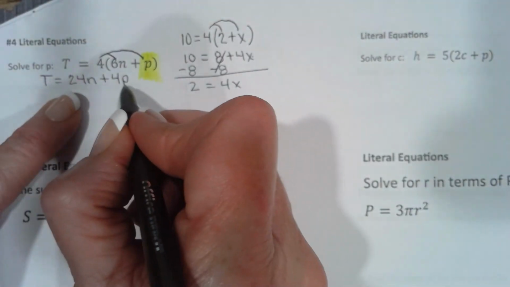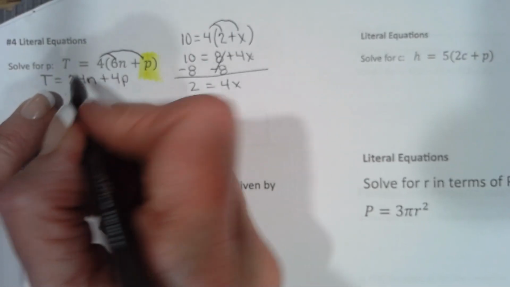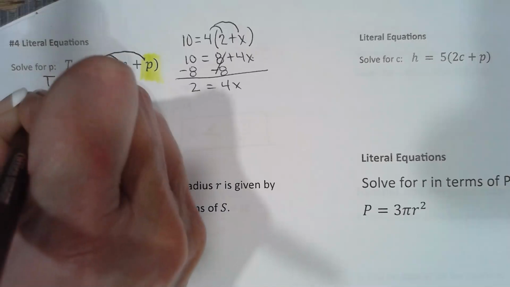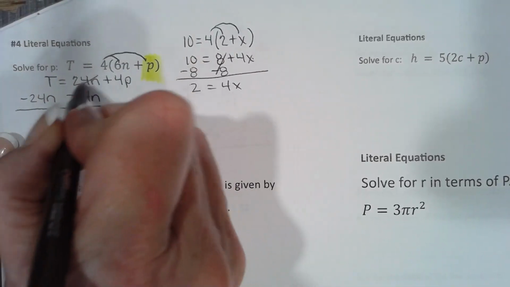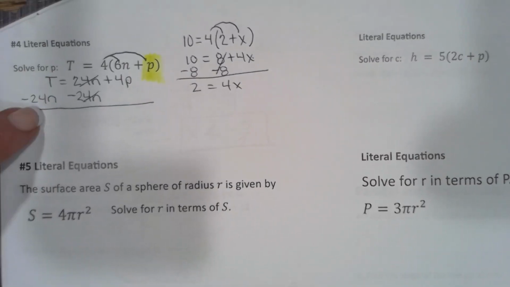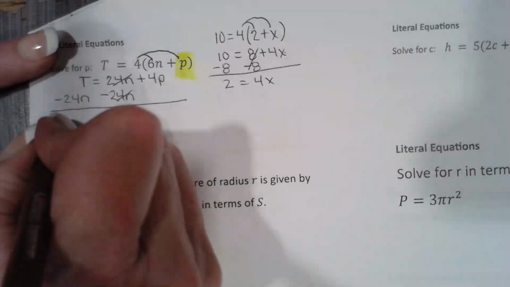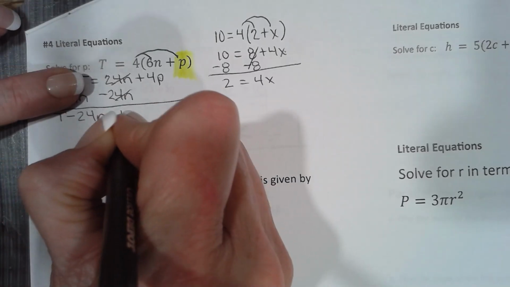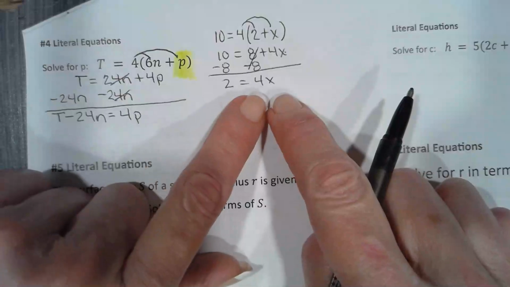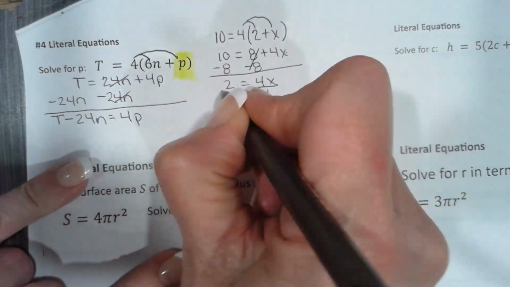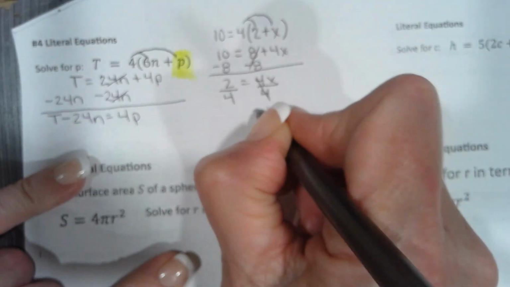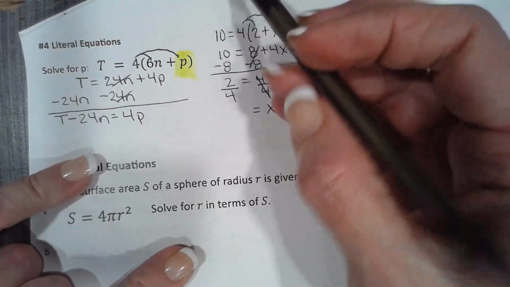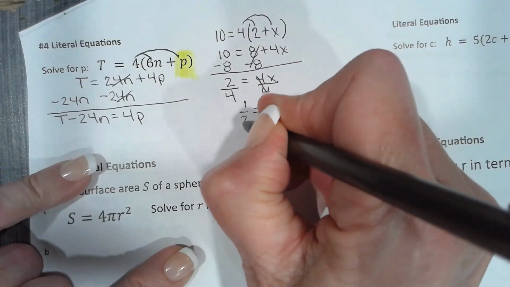So, just like here, I'm solving for p. I need to move this entire term, so I'm going to subtract 24n on both sides. Okay? Okay, notice, I cannot combine these. One has a t and one has an n, so I'm just going to write it. T minus 24n equals 4p. Here, if I was solving for x, I would divide by 4. And notice, since all I have is a numerical value here, I can just simplify that, and I can get a numerical answer.